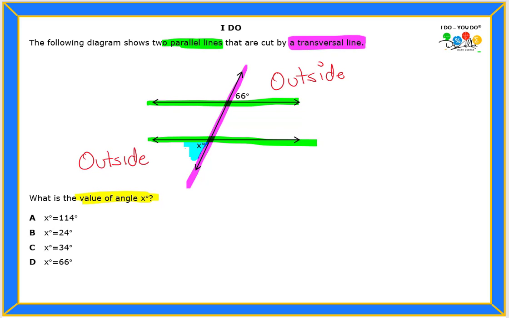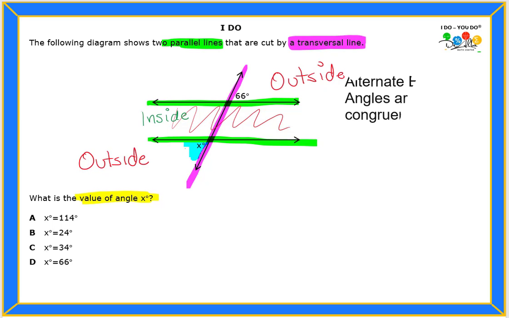Now, why do we say that they are outside? Because my parallel lines is kind of like enclosing this much. Is that right? That would be inside. This is my inside. And that's my outside. Is that right? So what do I know about these kind of angles? Well, there's something that we should memorize because we are going to need it a lot. And that says that alternate exterior angles are congruent.